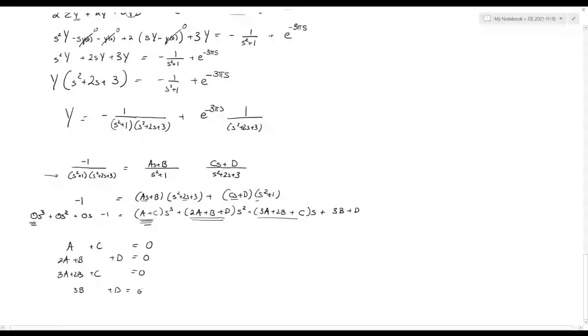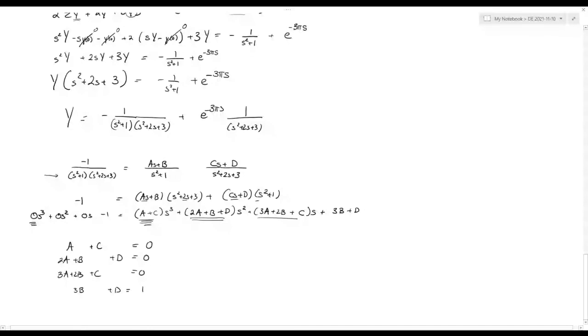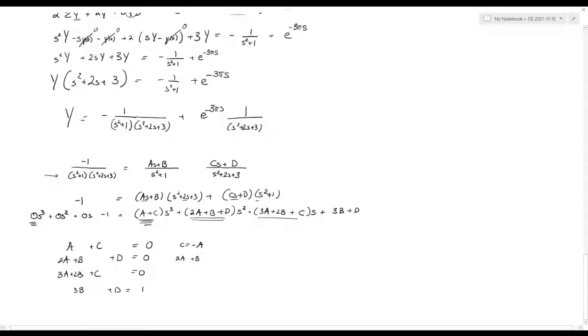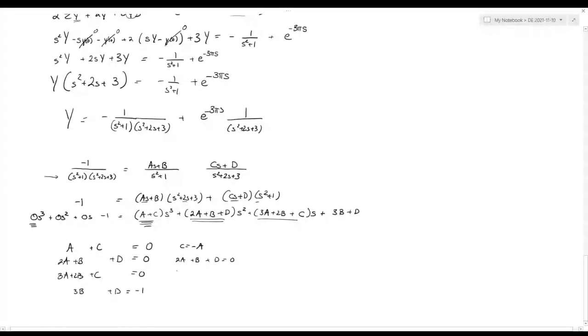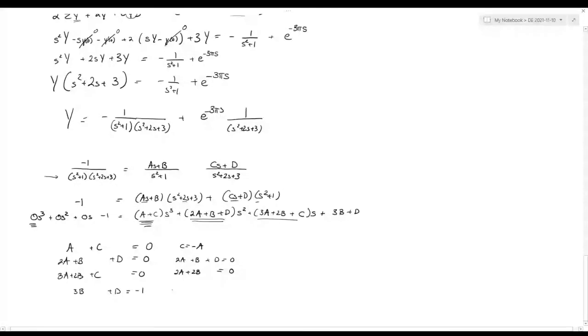Well, this would have been a good time to have brought a calculator. Let's see. Easy enough, right? c is just the negative of a. Let's just do it the old-fashioned way. So we can get 2a plus d. And then if c is negative a, this just becomes 2a plus 2b. And then we can replace d with negative 1 minus 3b. So let's do that there.